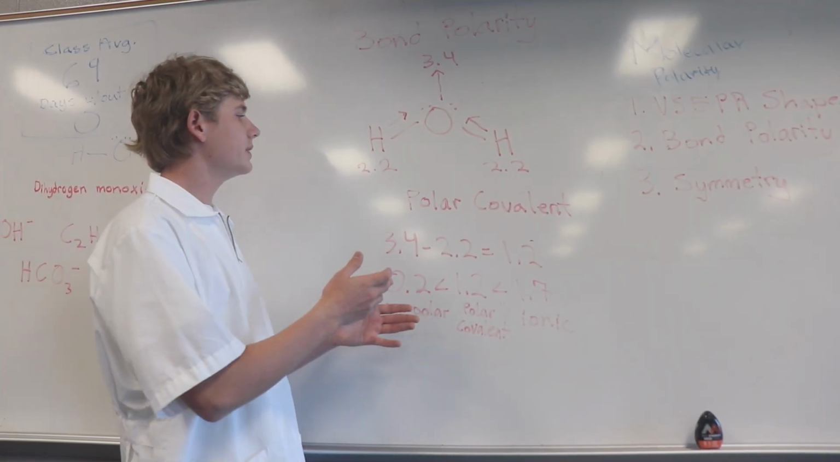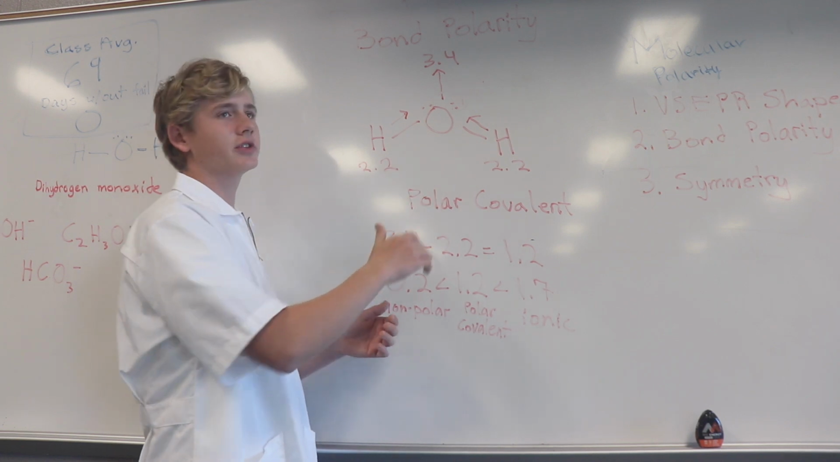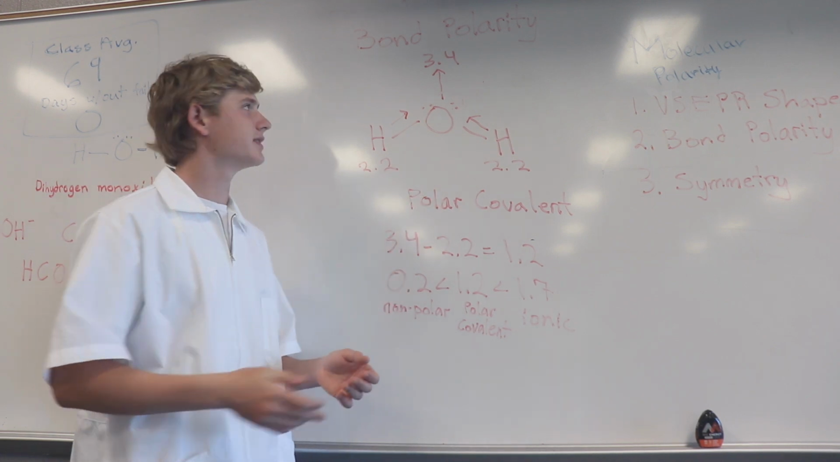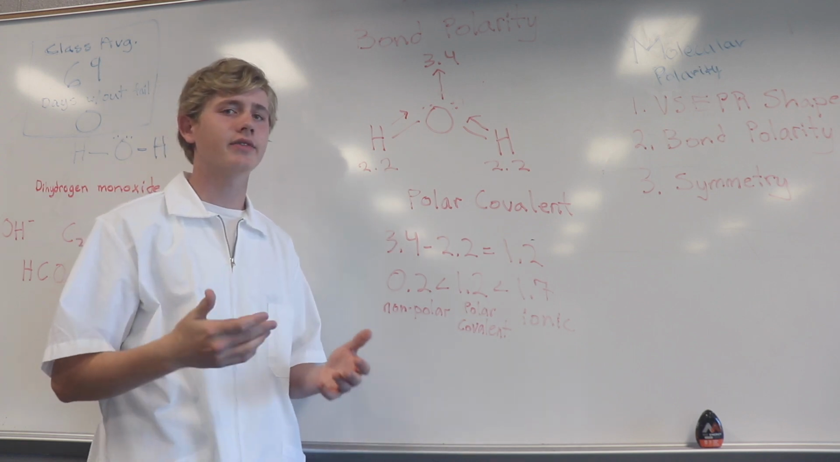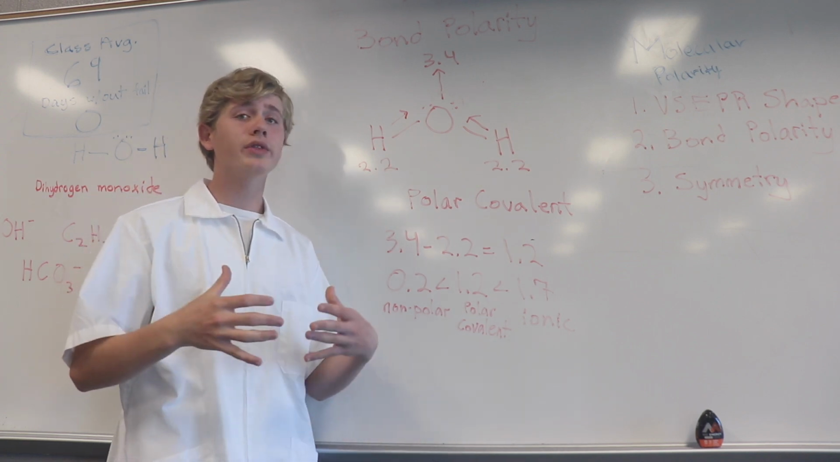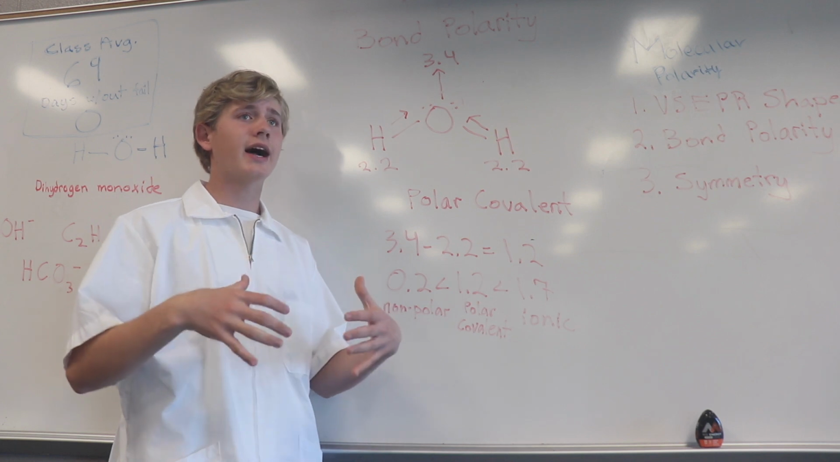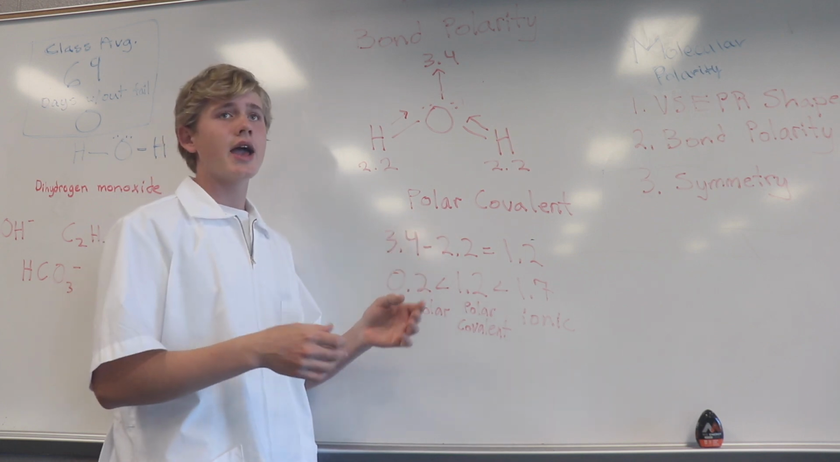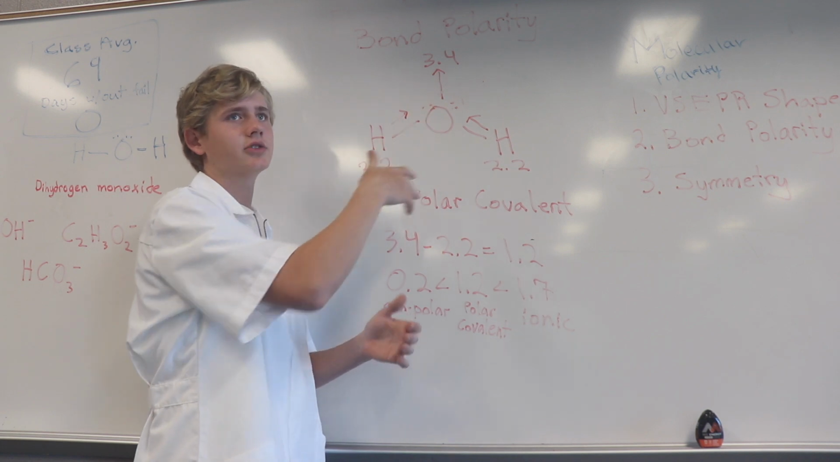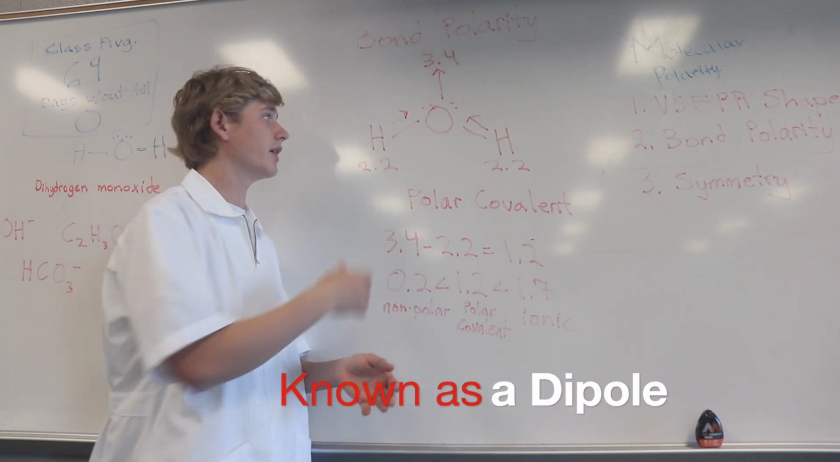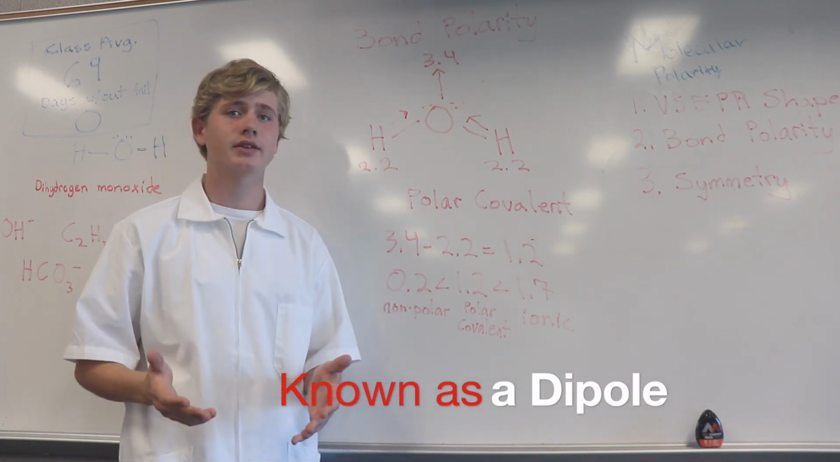So what this means for the oxygen and the hydrogen being a polar covalent bond is that since the electronegativity of the oxygen is significantly higher than that of the hydrogen, it's going to pull the electrons away from the hydrogen and towards the oxygen, and that means that this side of the molecule, the oxygen side, is going to be more negative, while the hydrogens are going to be more positive.